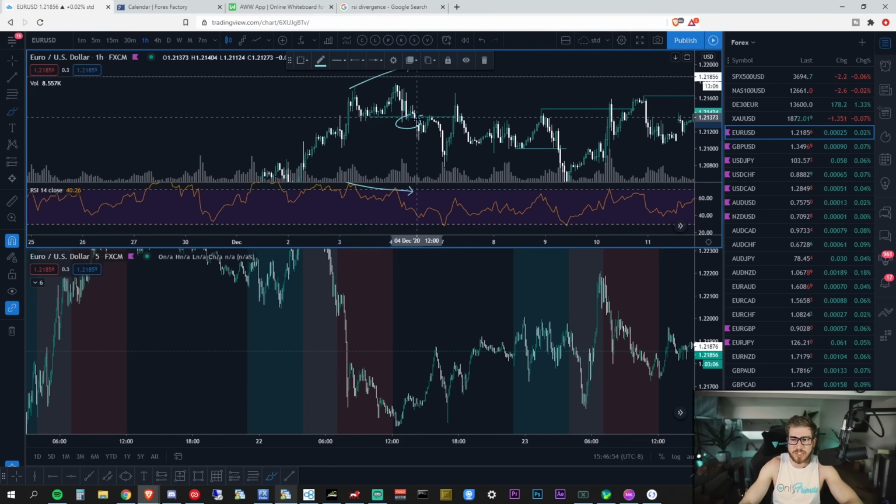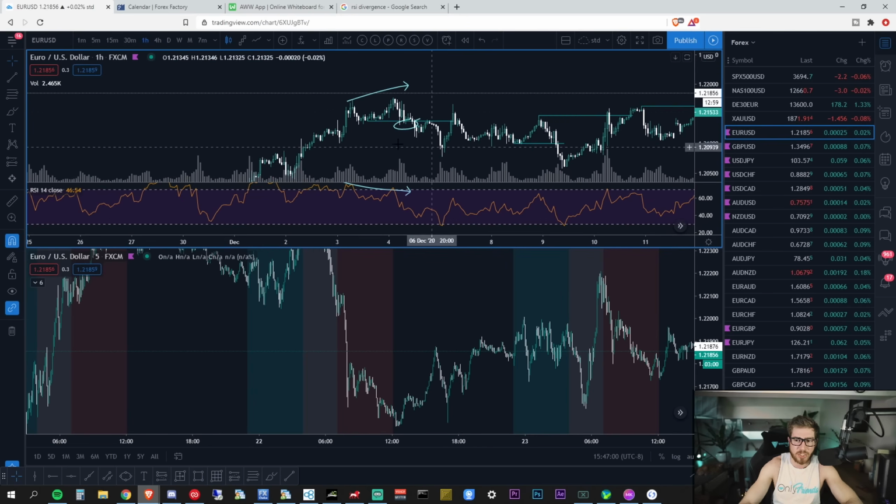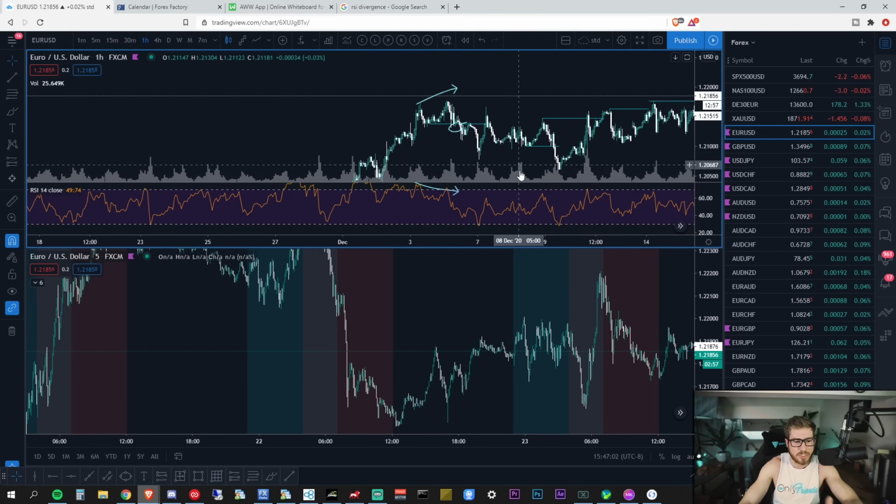And you're not going to want to just enter right away. You're going to want to wait for this retest. So let's just jump in. Now we've noticed the RSI divergence happen on a higher time frame. What we want to do is jump down here.